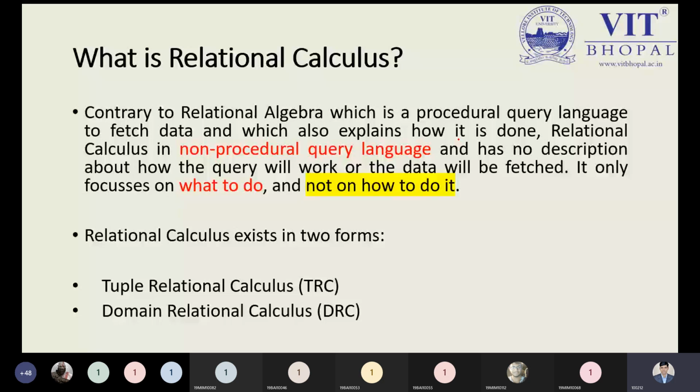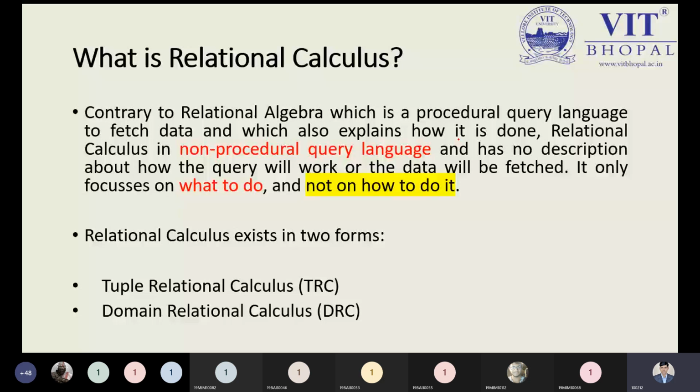But the writing style or the pattern of relation calculus and relation algebra is different from each other, because relation algebra defines how to get the data, how to fetch the information from the given relation. But in relation calculus, we only say what to do, and we don't know how to fetch the record from the given relation. So this is a little bit of difference we have to keep in mind. That's why it has a different notation.